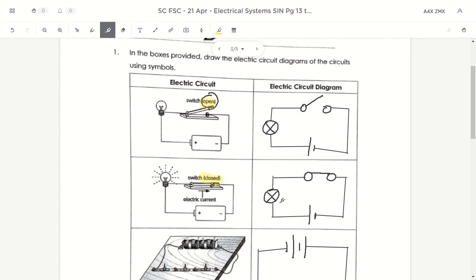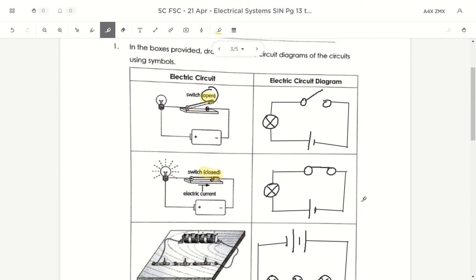So same thing, draw the bulb, draw the switch that is closed, draw the battery, connect them together according to the way it is connected. Okay, don't invent your new way, just draw the way it is shown to you.